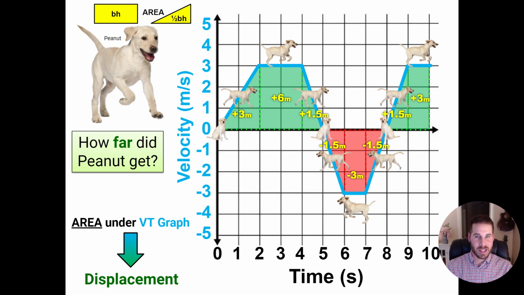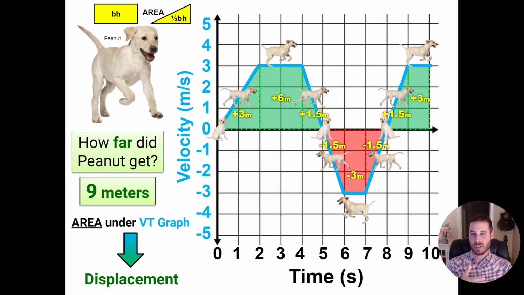So 3 plus 6 plus 1.5 minus 1.5 minus 3 minus 1.5 plus 1.5 plus 3 gives us an answer of 9 meters. So how far did Peanut get? What was his final displacement by the end of this journey? It was 9 meters. And that specifically is 9 meters forward as opposed to -9 meters, which would have meant backward.